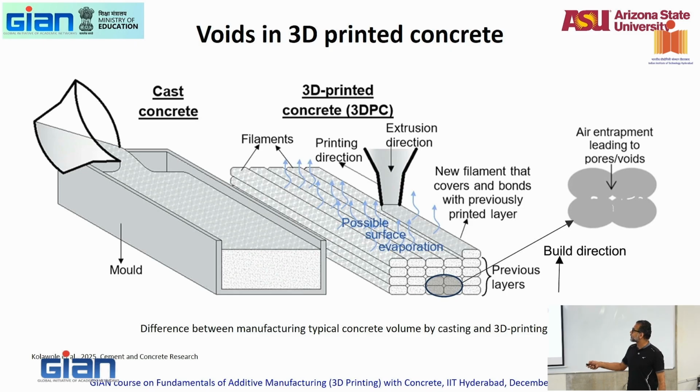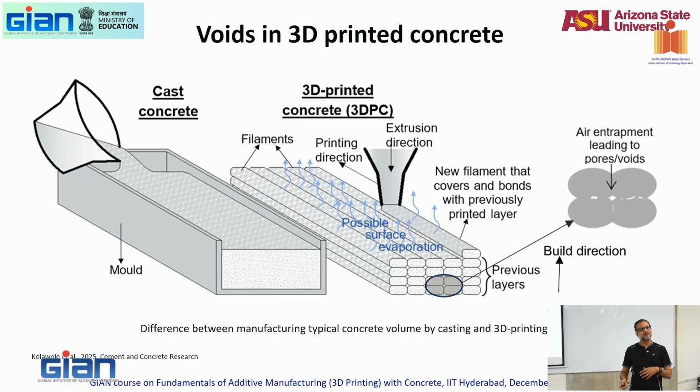But then the problem is, if I have only one layer, I'm okay. But what happens if I put the next filament next to it? Now I start to develop voids in between filaments, right? So these are interfilamental voids, if you want to really call them.